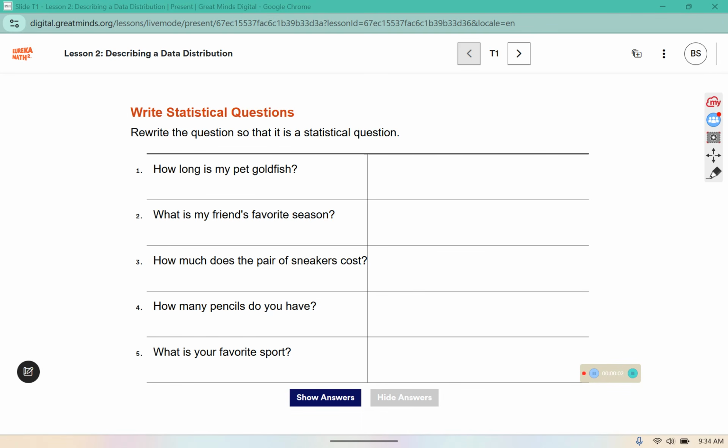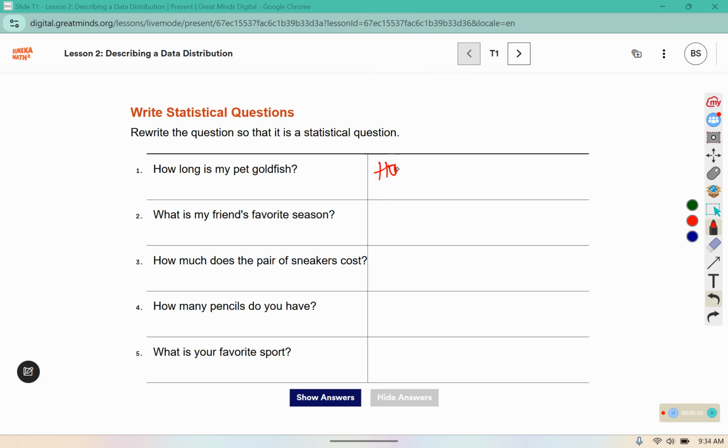Rewrite the question so that it is a statistical question. The first question says, how long is my pet goldfish? We could rewrite this to talk about more than one goldfish to make it a statistical question. It might sound something like this.